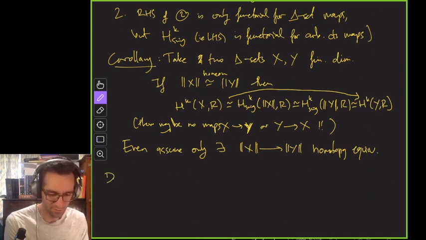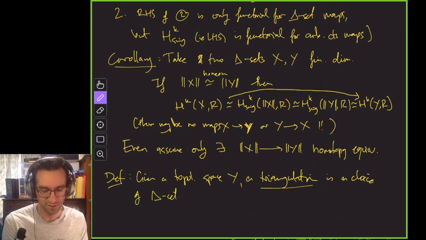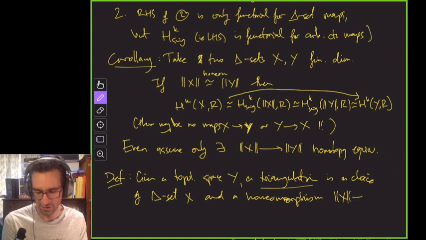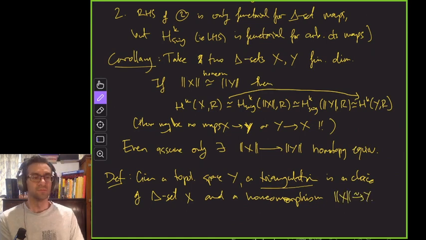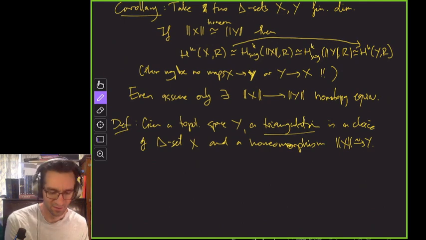So I should make a quick definition here. Given a topological space Y, a triangulation is a choice of delta set, let's say X, and a homeomorphism between the geometric realization of X and Y. And so if we have a triangulation of a space, we can calculate its cohomology via delta set cohomology.